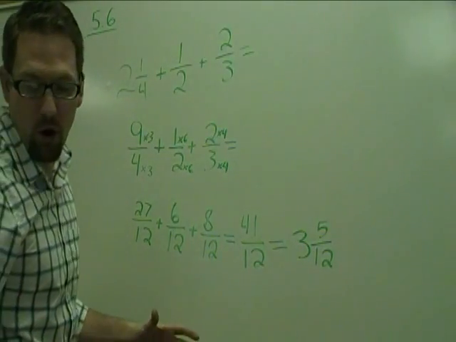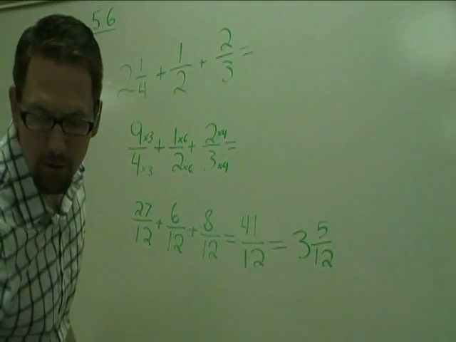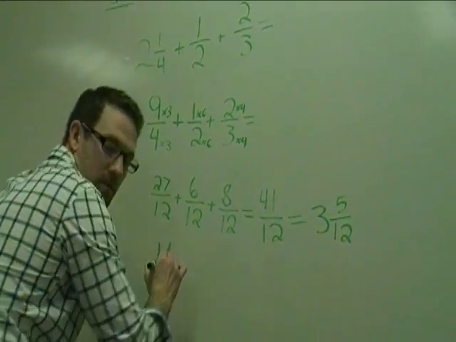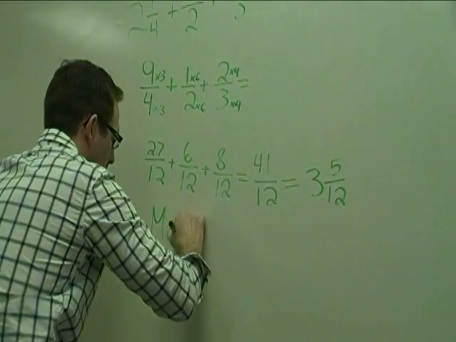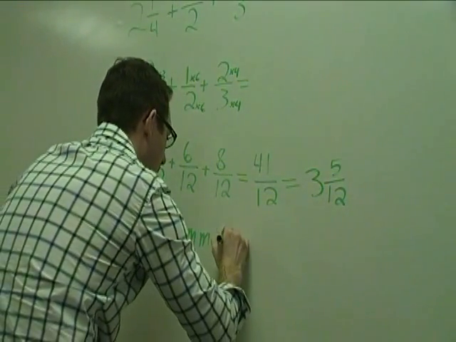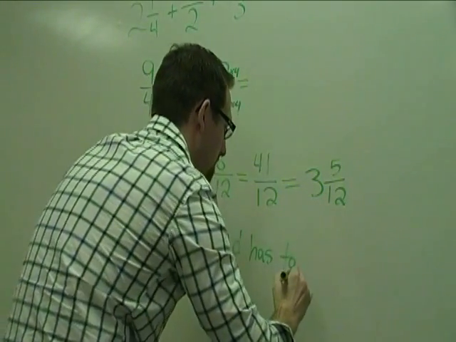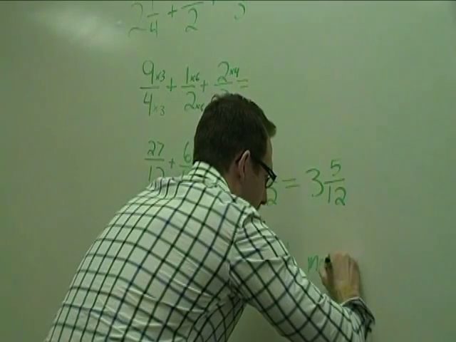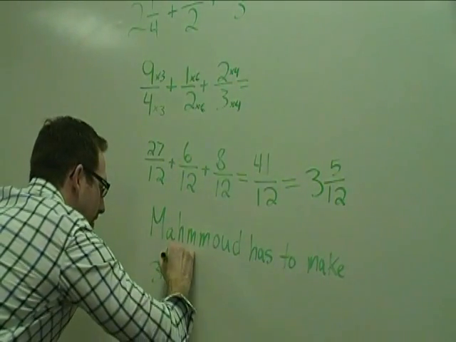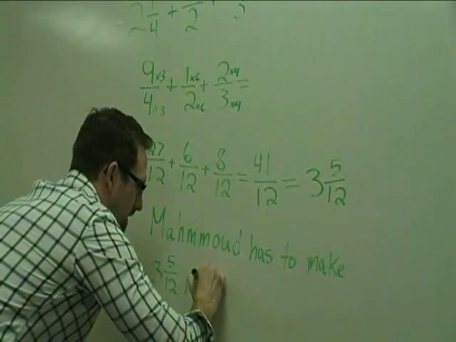But because it was a word problem, we should always write a sentence to answer these word problems. So I'm going to say, let me spell his name here. Asked to make 3 5/12 pizzas.